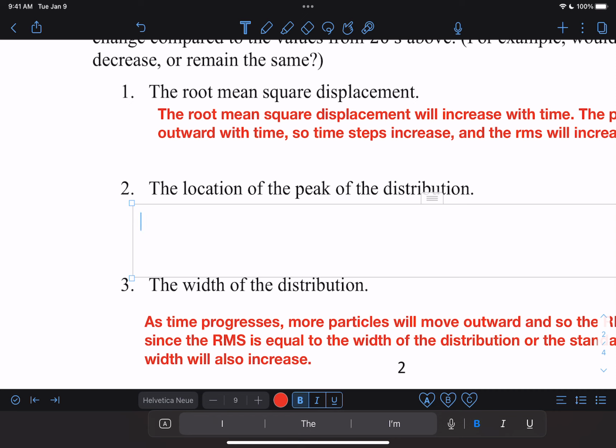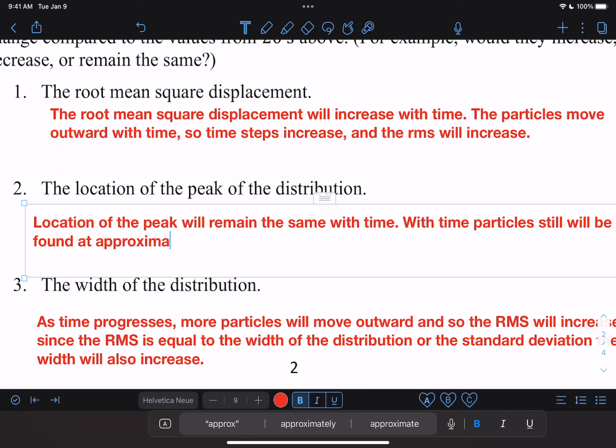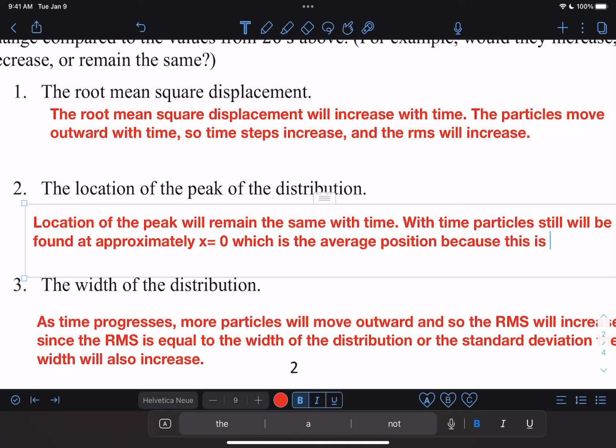Stay the same, right? Because it's still a simple random walk model. So as you increase with time, particles will still most likely be found at around x equals 0, which is the average position. So location of the peak will remain the same with time. With time, particles still will be found at approximately x equals 0, which is the average position, because this is still a simple random walk model.